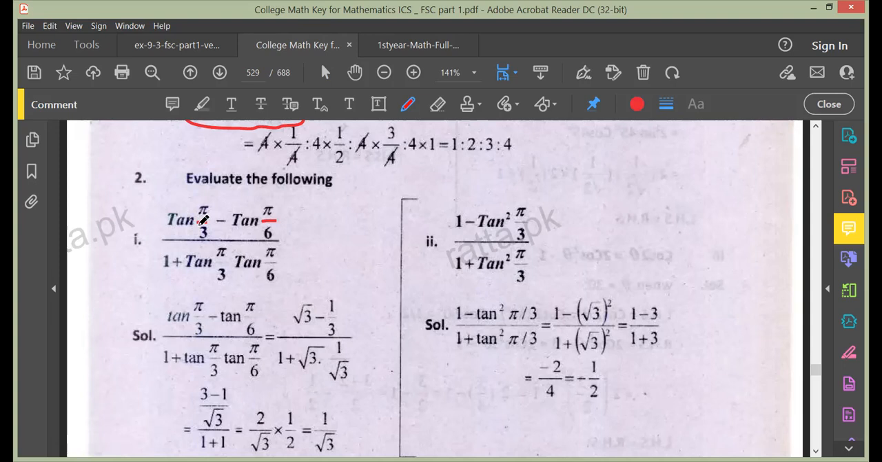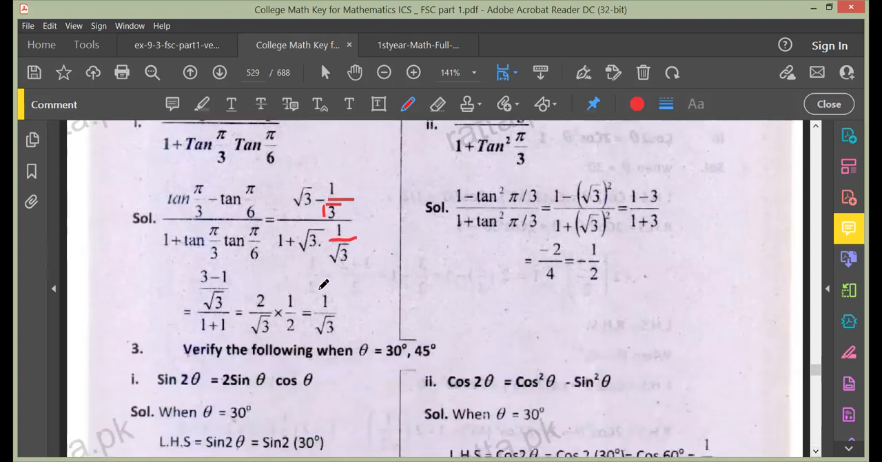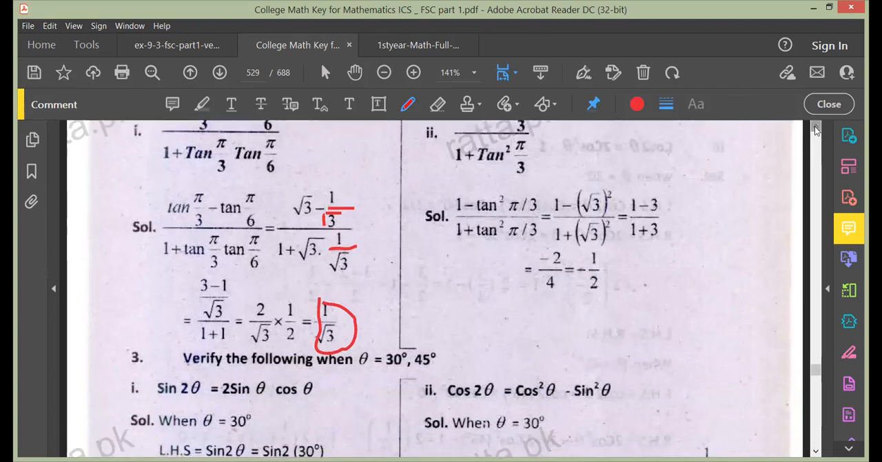So tan 60 is square root 3, and tan pi over 6 is equal to 1 by square root 3. And other values, after putting and simplifying, our final answer will be equal to 1 by square root 3. And this is the second part of question number 2.